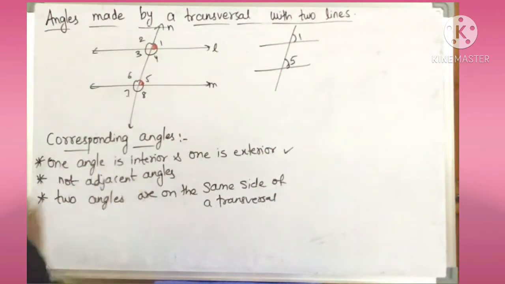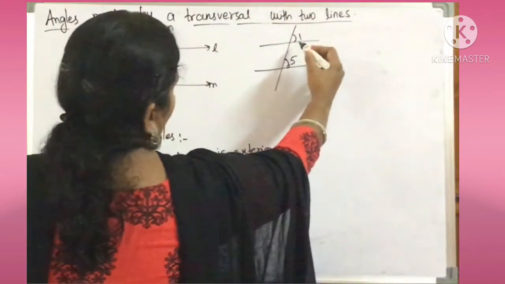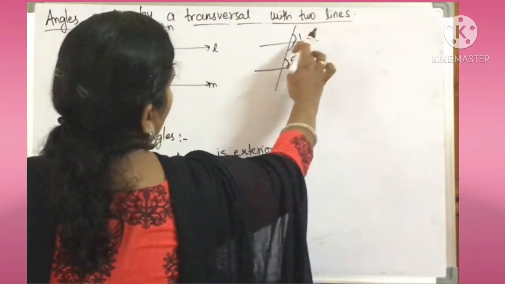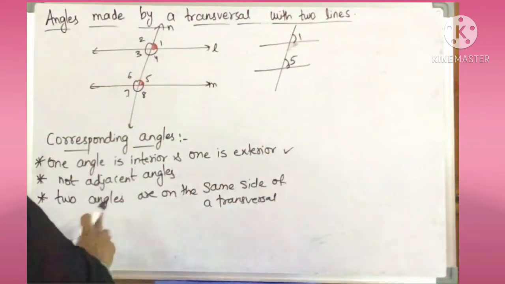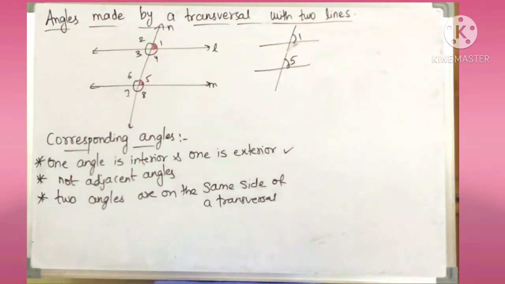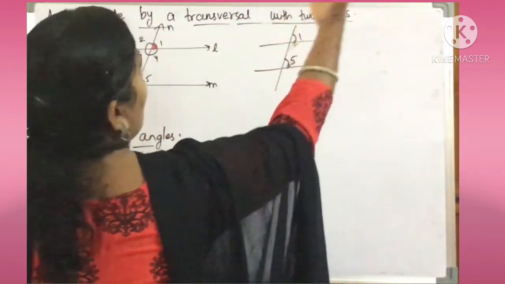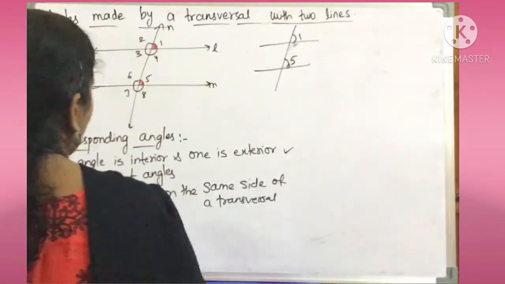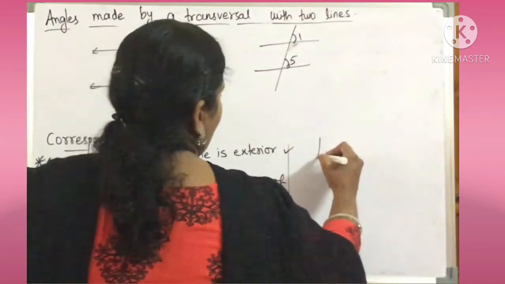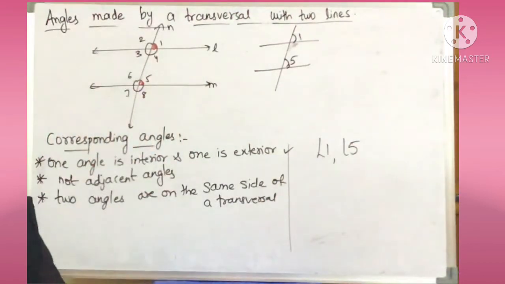And not adjacent angles. Are 1 and 5 adjacent here? No, they are not adjacent. Okay, here if I take this one, it will be adjacent, but 1 and 5 are not adjacent in the figure, and the two angles are on the same side of a transversal. Is there or not? If you observe, 1 and 5 are on the right side of a transversal. So I can take one pair of corresponding angles as angle 1 and angle 5. This is one pair of corresponding angles.